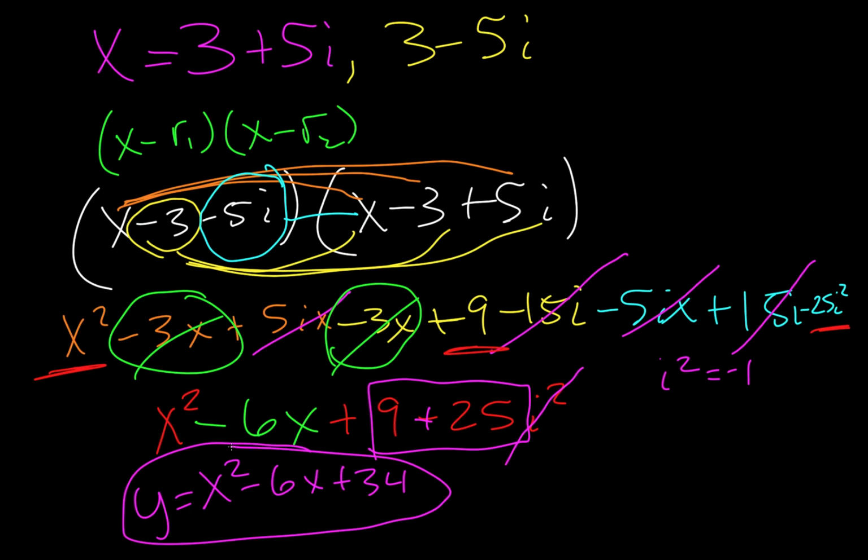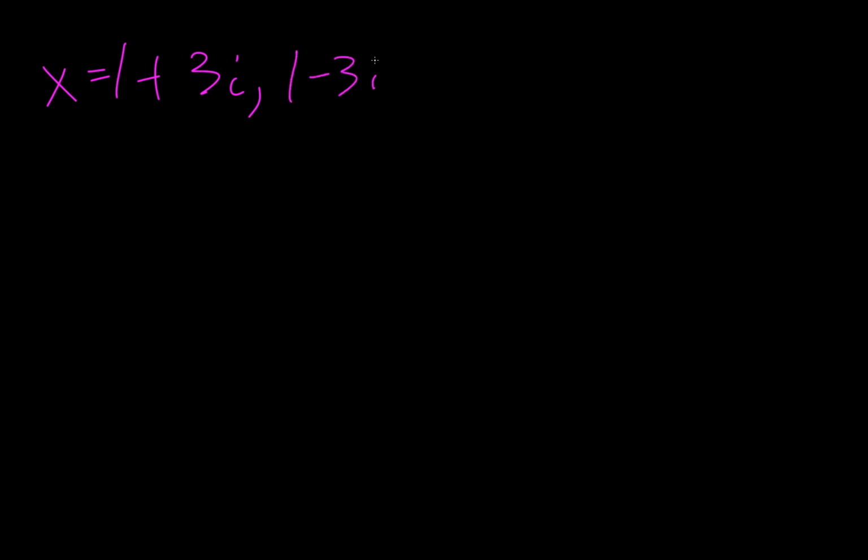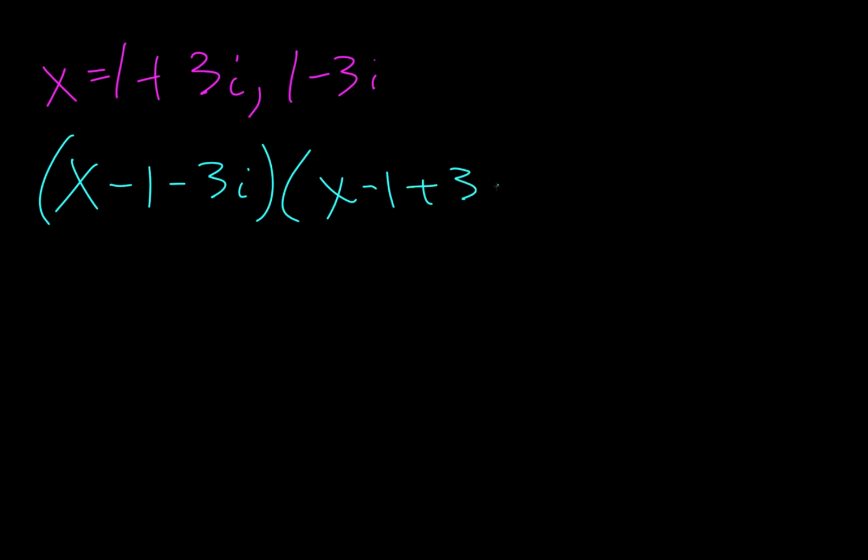Okay? Now let's try one more. 1 plus 3i. So if we know that this is the root to a quadratic function, we know that 1 minus 3i is also a root. So what we're going to do is we're going to say x and then change the sign. So minus 1 minus 3i. X minus 1 plus 3i. Once again, change both signs when you're plugging it into that formula.